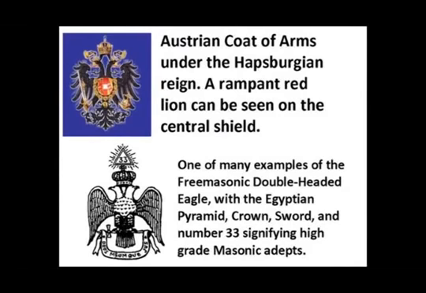Here it is, the Austrian coat of arms under the Habsburgian reign, with a rampant red lion can be seen on the central shield. Down below, there it is with the number 33 in the pyramid, one of the many examples of the Freemasonic double-headed eagle, with the Egyptian pyramid, the crown, the sword, the number 33, signifying the highest grade of Masonic adepts.